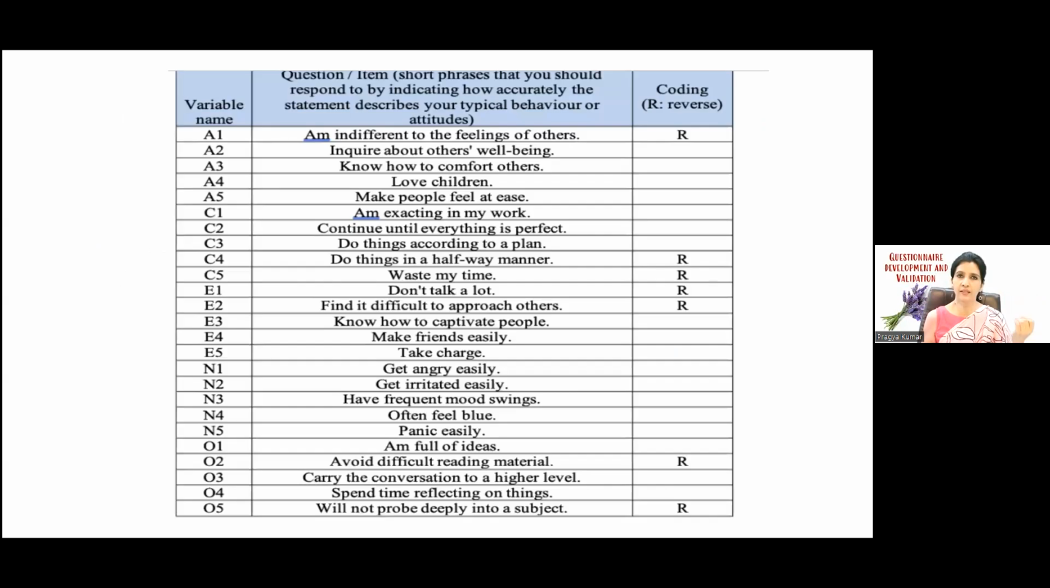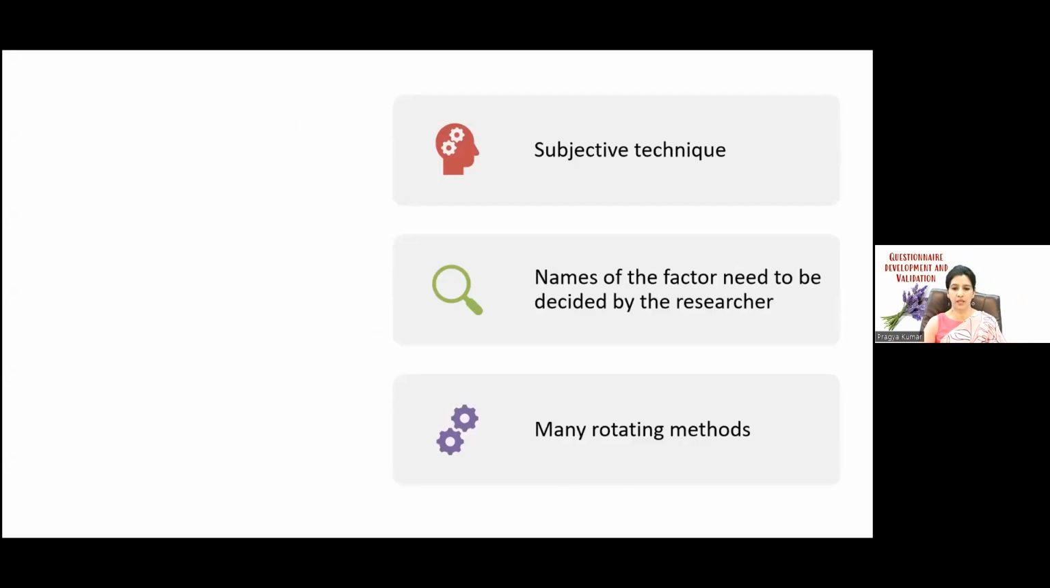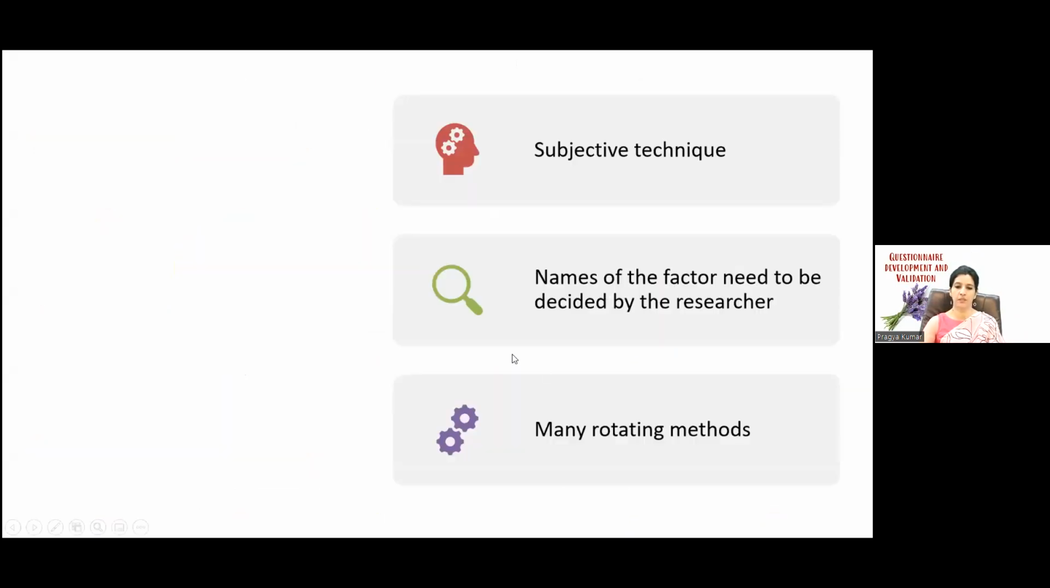And then this is the item. So this is the question which we are going to use for our purpose. And now how to report that, I'll show you later. So there are some problems with this. There are some shortcomings of this EFA. It is a subjective technique. Names of the factors need to be decided by the researcher, and there are many rotation methods.